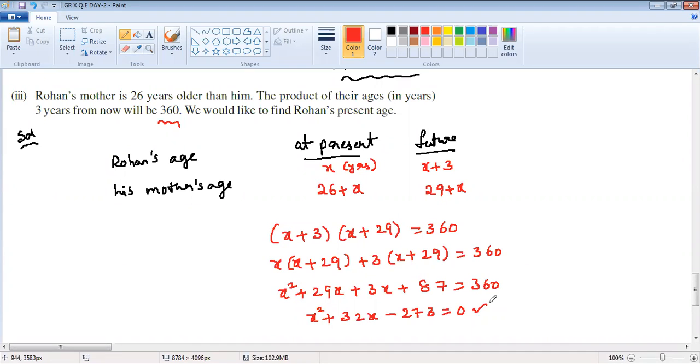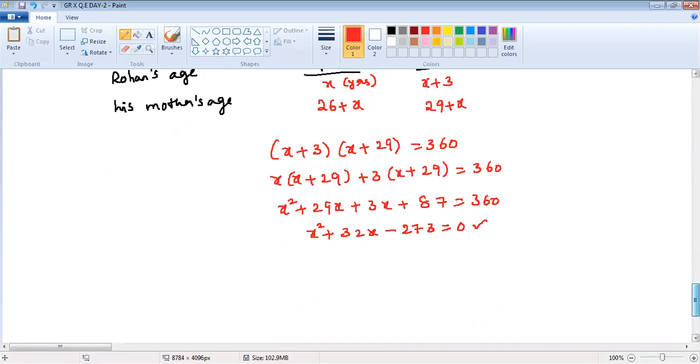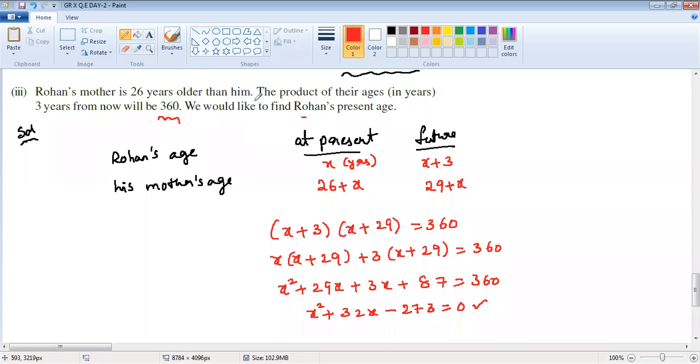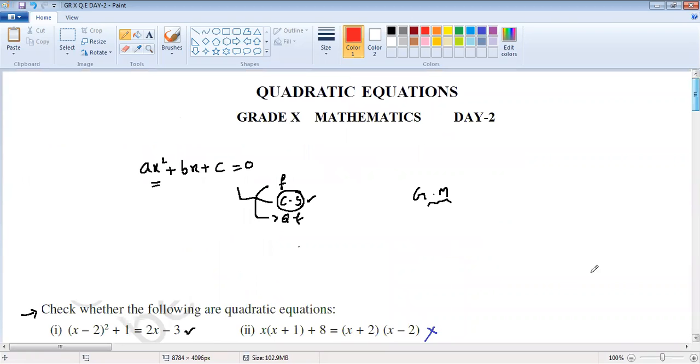So this is a quadratic equation. Then further we can solve it to get the values of x and the ages. We would like to find Rohan's present age. We have to formulate, that's all. Next, another question now.